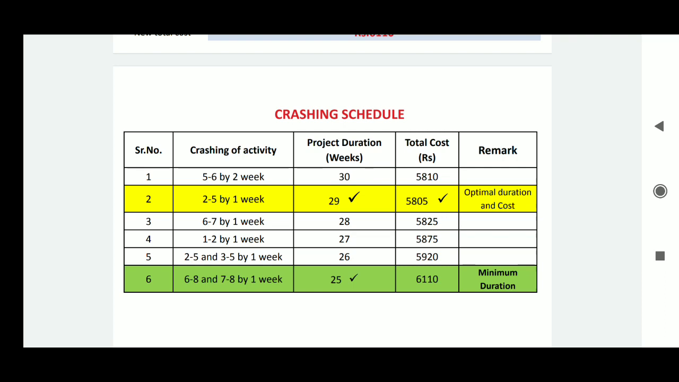But if your primary aim is to reduce the project duration irrespective of the cost of the project, our answer will be step number 6, that is our minimum duration will be 25 weeks and the associated cost for that is 6110. Okay, so depending upon what is the question asked, our answer will change. Okay, so I hope you will understand this problem. If any difficulty, any queries, you can call me. Okay, thank you.